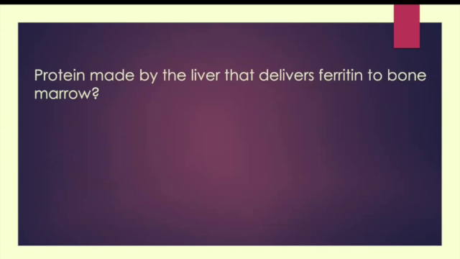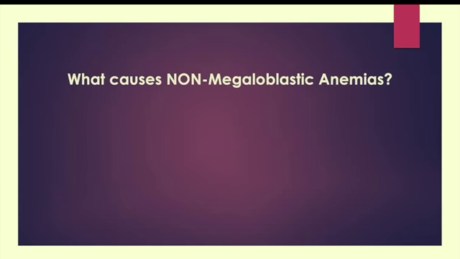The protein made by the liver that delivers ferritin to the bone marrow is called serum transferrin. So that is the protein that delivers ferritin, which is your iron, to the bone marrow. That way the bone marrow can make red blood cells.